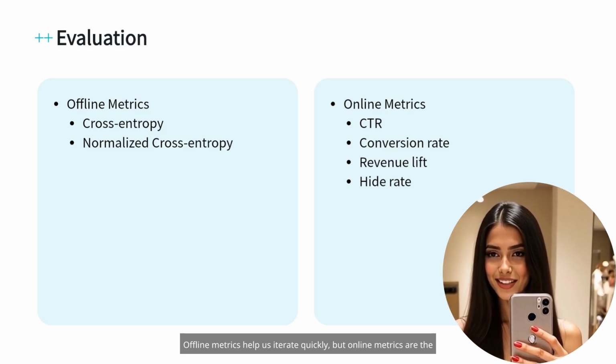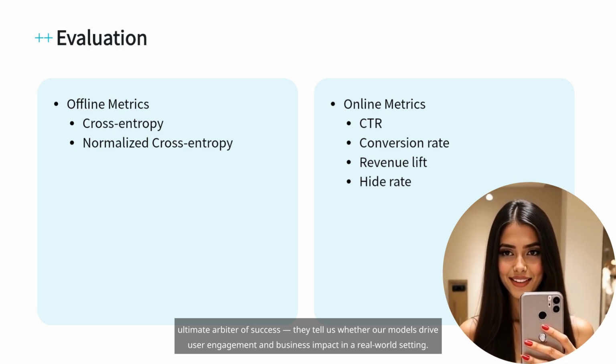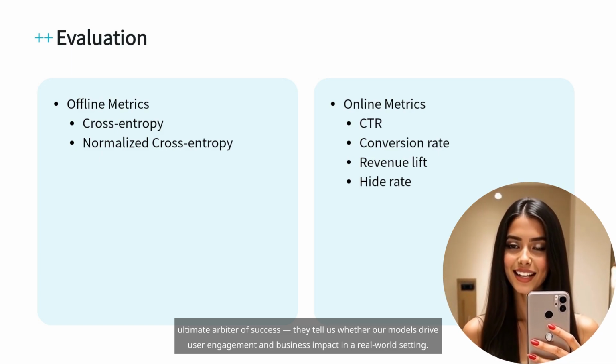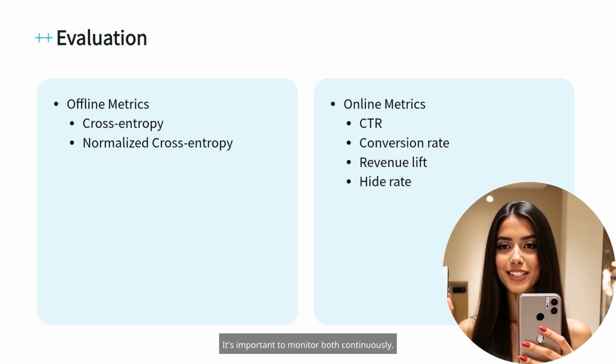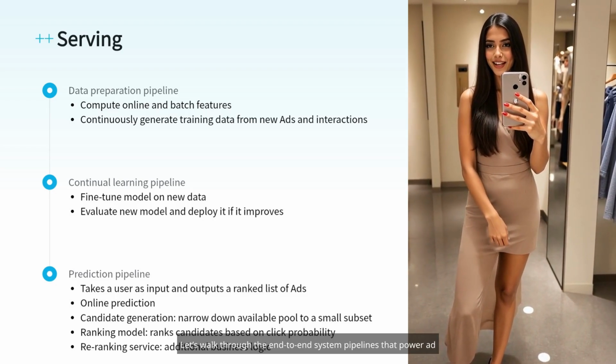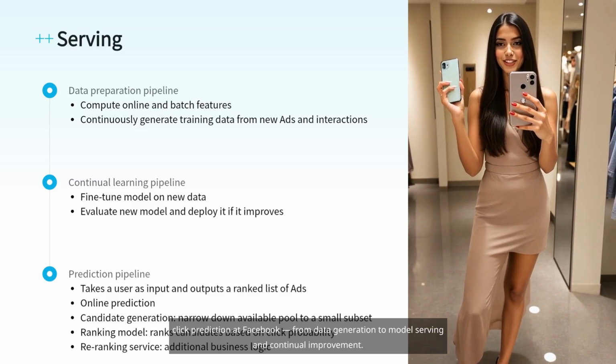Offline metrics help us iterate quickly, but online metrics are the ultimate arbiter of success. They tell us whether our models drive user engagement and business impact in a real-world setting. It's important to monitor both continuously. Let's walk through the end-to-end system pipelines that power ad click prediction at Facebook, from data generation to model serving and continual improvement.